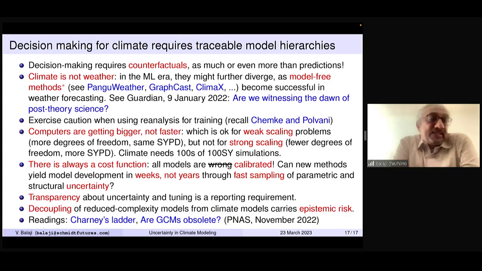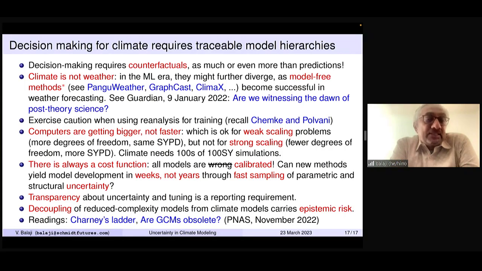Let me go to my final slide. I want to argue that decision-making for climate, as opposed to weather, requires traceable model hierarchies. So you need to be able to run both high-resolution and low-resolution models because one alone will not give you the answers you want. You need counterfactuals as much or even more than predictions. Climate is not weather, so there are going to be model-free methods taking over in weather. I think that's entirely appropriate, but the same models may or may not work for climate, so I need to take that into account.